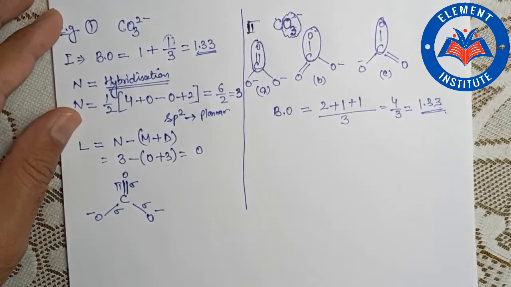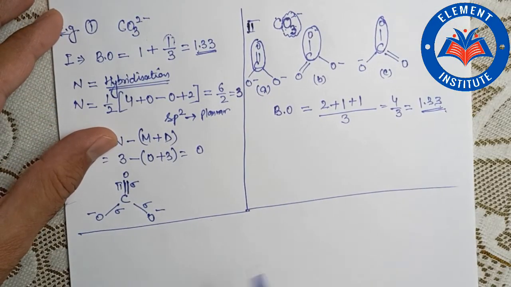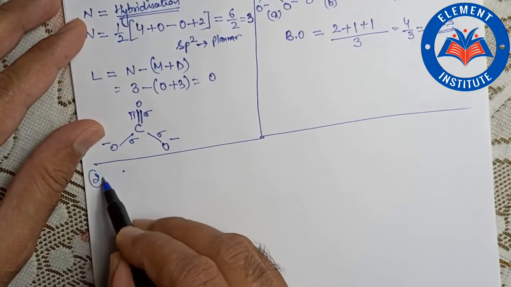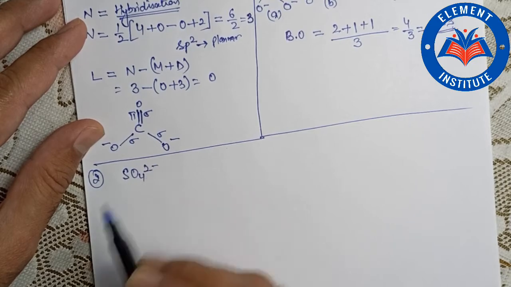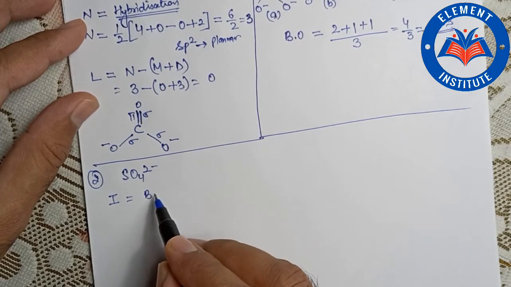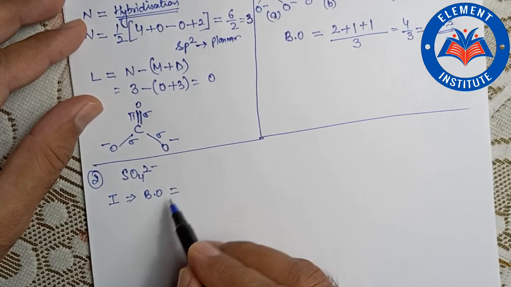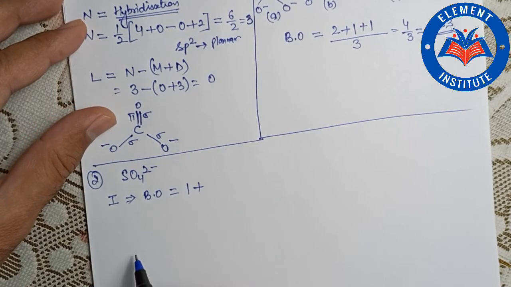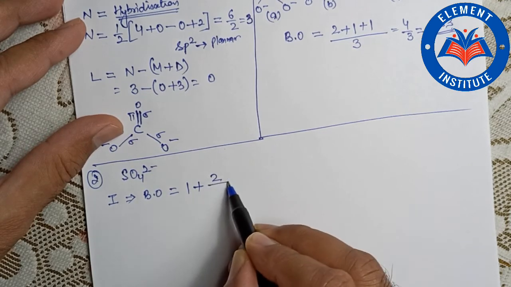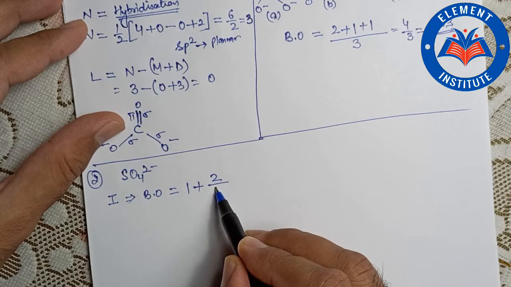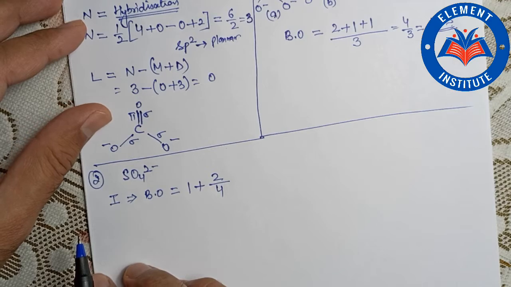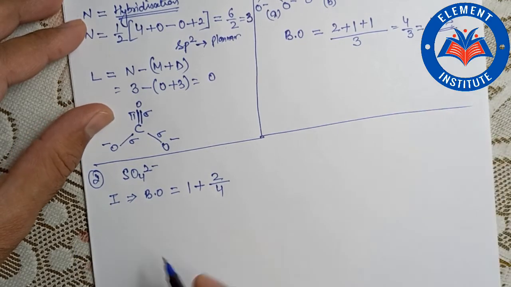Very simple. Let us take a few more examples. So I am taking the molecule sulfate. By the first method, we are going to calculate the bond order, that is equal to 1 plus the number of pi bonds. So there are 2 pi bonds and 4 sigma bonds. I am going to write down or draw the structure of this sulfate for your clarity.